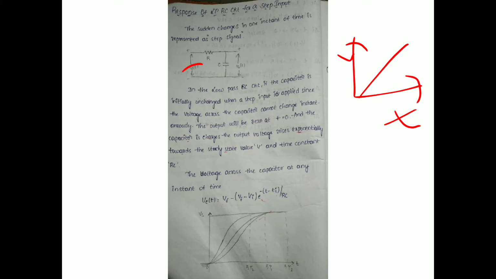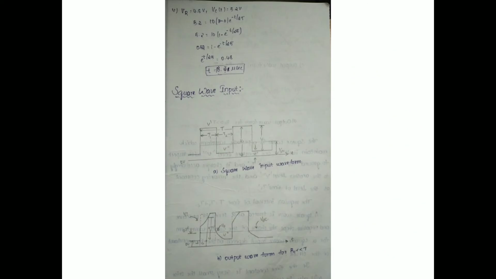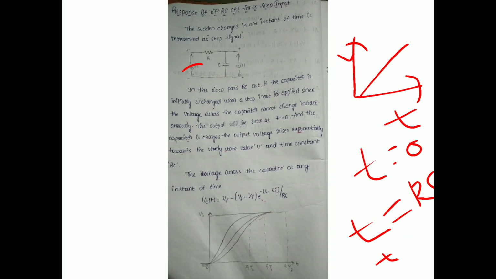When t is equal to 0, even though we are applying the input step signal at t equal to 0, the capacitor is unchanged. When the time constant changes, the time constant means RC, or t is equal to tau, that is t is equal to RC.